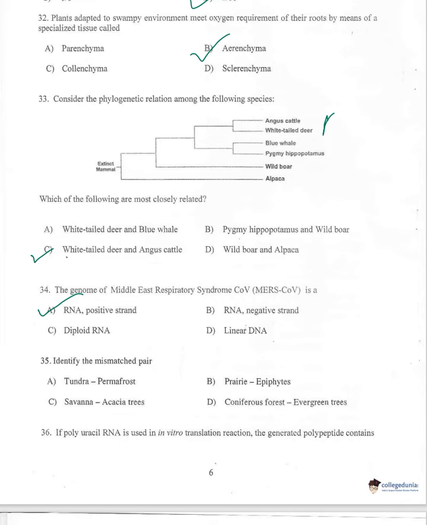Question number 35. Identify the mismatched pair. A, tundra, permafrost, B, prairie, epiphyte, C, savanna, acacia tree, D, coniferous forest, evergreen tree. In this, we can see that option B is mismatched. In the prairie, there are the grasslands where the grasses, herbs, shrubs are seen.